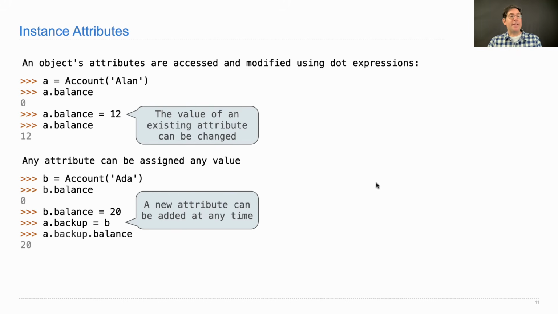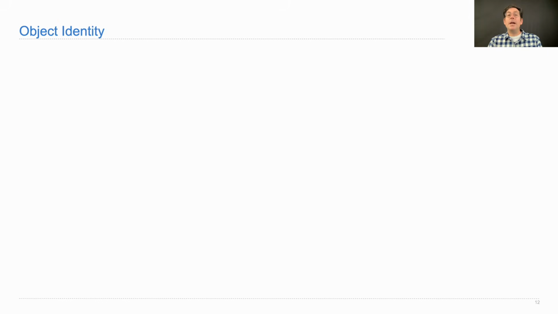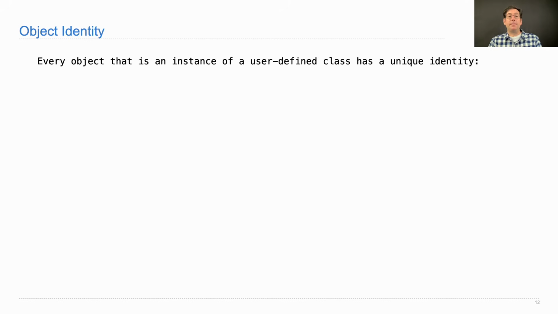And here's an interesting expression. A.backup refers to B, and its balance is 20. So we have two different ways of referring to the same account, either B or A.backup. Let's talk about object identity. This is important because objects' attributes can change. So the objects can mutate, and so you have to know whether you happen to have two objects that are different with the same attributes or whether they are in fact the same object.